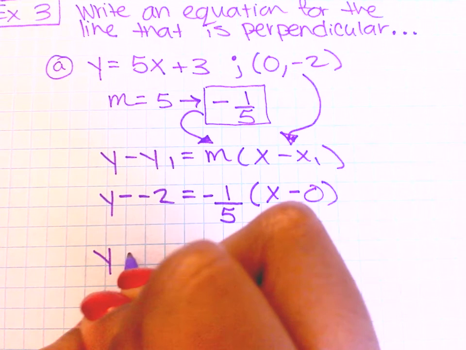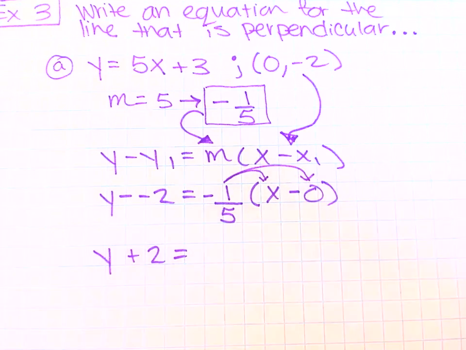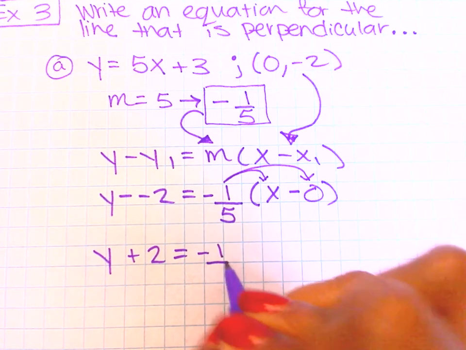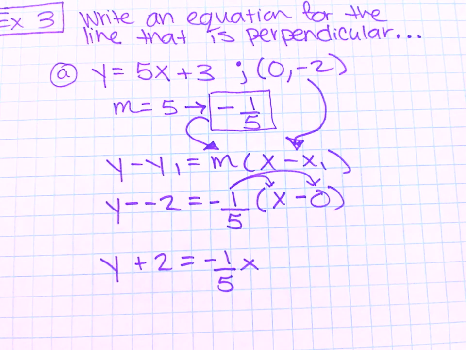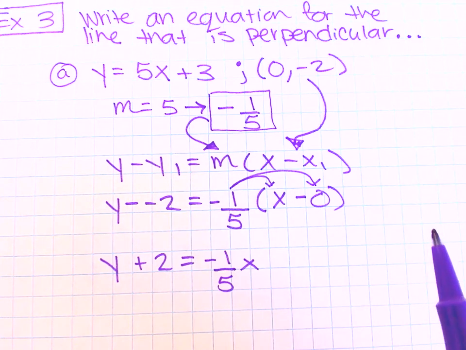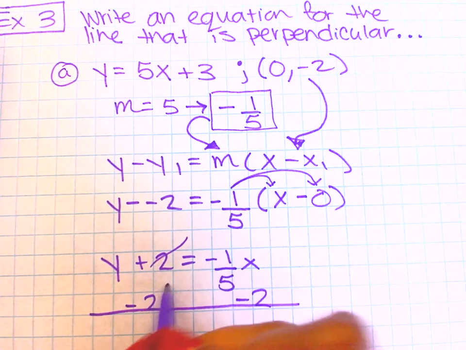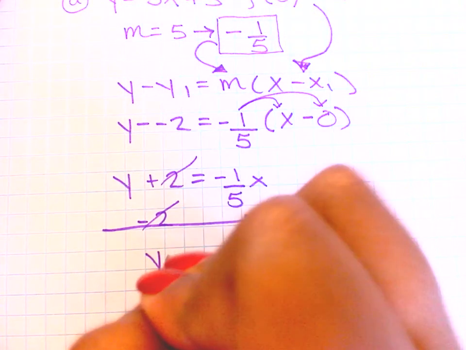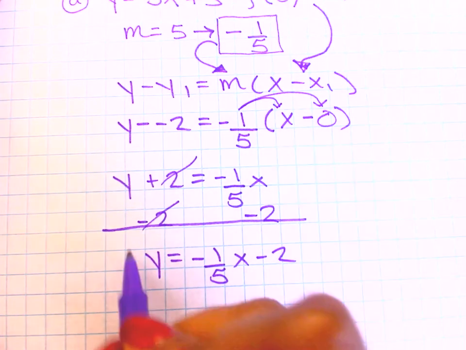So y minus negative 2 is y plus 2 equals, now I'm going to distribute. Negative 1/5 times x is negative 1/5 x. Negative 1/5 times 0 is 0, so you don't have to write anything. Almost done. I need to get y by itself, so I'm going to subtract 2 from both sides. Positive 2 and negative 2 cancel, and I'm left with y equals negative 1/5 x minus 2. That's my answer.